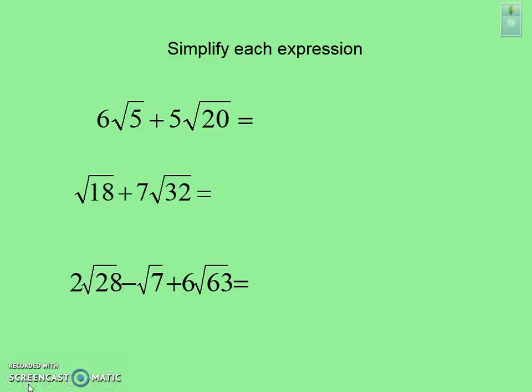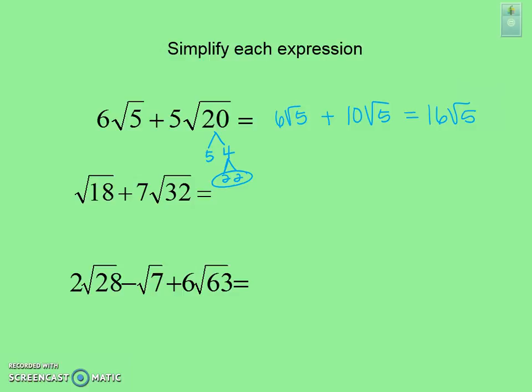So here are some more of the same. We have 6 square root of 5 and 5 square root of 20. Again, we're going to break these down. So 20 breaks down into 5 and 4. 4 breaks down into 2 and 2 and comes to the outside. So we have 6 square root of 5 plus 5 times 2 is 10 square root of 5. And we're left with 16 square root of 5.